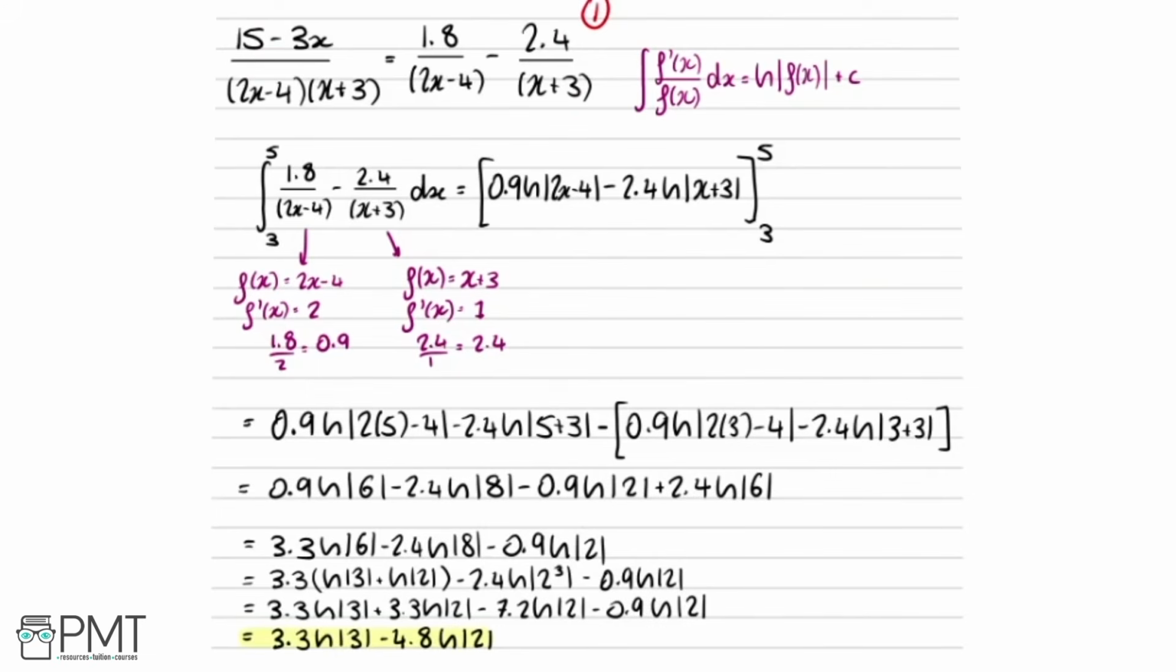Then we essentially get 4 marks for the rest of our working here. So integrating successfully and subbing in x equals 5 and x equals 3 and using our log laws to get down to the correct form. And then we get our 8th and final mark for this line here, so correctly identifying there will be 3.3 as the coefficient of ln of 3 and minus 4.8 of the coefficient of ln of 2.